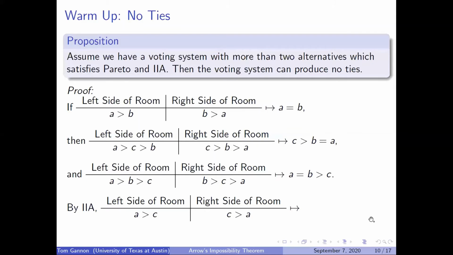I see an answer in the chat, which is awesome. The answer is the second line says that if the left side of the room votes A over C and the right side of the room votes C over A, then C is better than A.